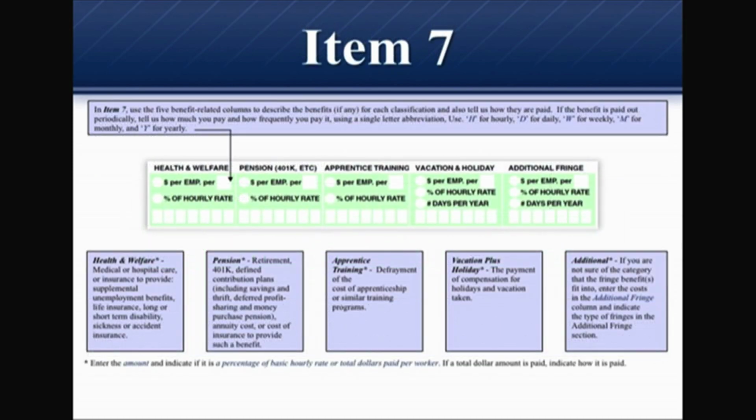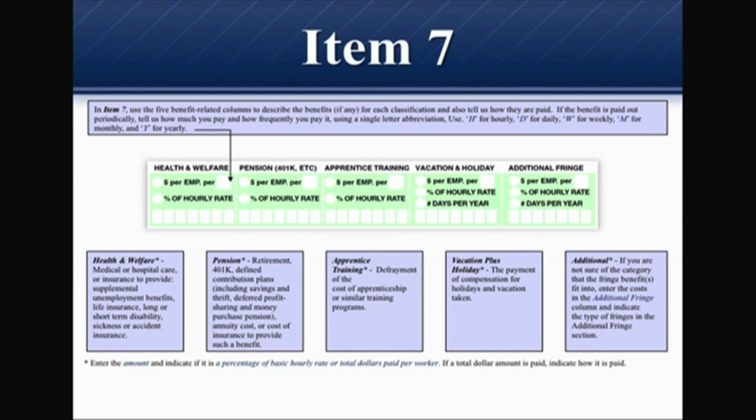Lastly, we ask for information on fringe benefits provided to each of the employees listed. Use the 5 benefit-related columns to enter your fringe benefit amounts. You can enter dollar amounts or a percentage of the hourly rate by checking the appropriate circle. You would also indicate whether the dollar amount is per hour, week, month, or year by entering H, W, M, or Y in the box provided.